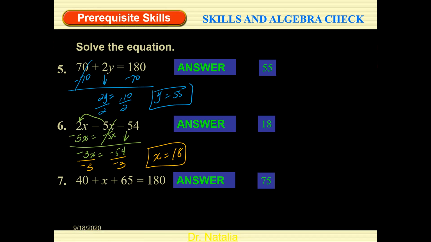Next one we have here is combining like terms. X plus 105 equals 180. Opposite of a positive 105 is a negative 105. Bring down the x. So we have a positive 75.